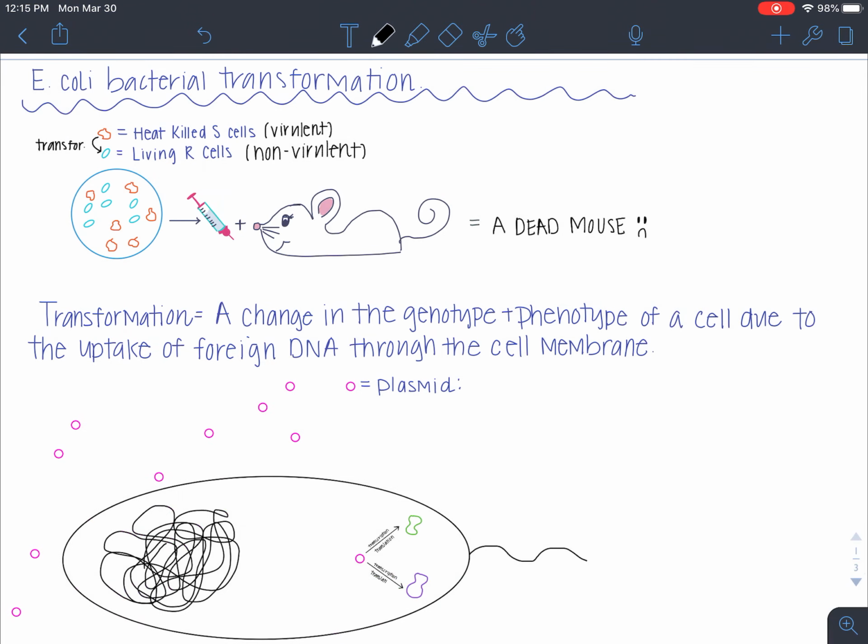Okay, so when we're talking about what a transformation is, we're talking about a change in the genotype and the phenotype of a cell due to it taking in or taking up some type of foreign DNA. And that does need to happen through the cell membrane, which makes it kind of difficult because remember, our cell membrane has both a hydrophilic region facing the outside and a hydrophobic region on the inside, and it makes it really, really hard for some of our polar molecules like DNA to pass through.